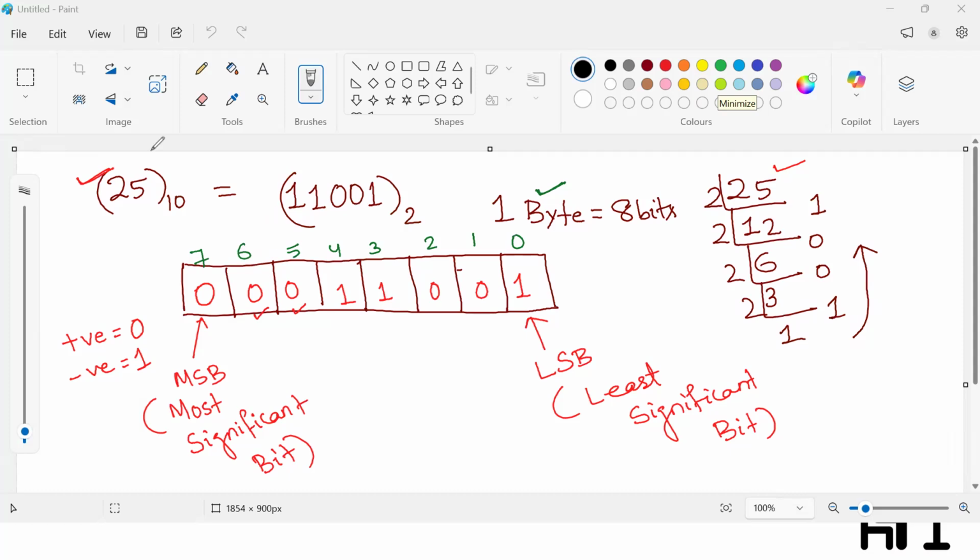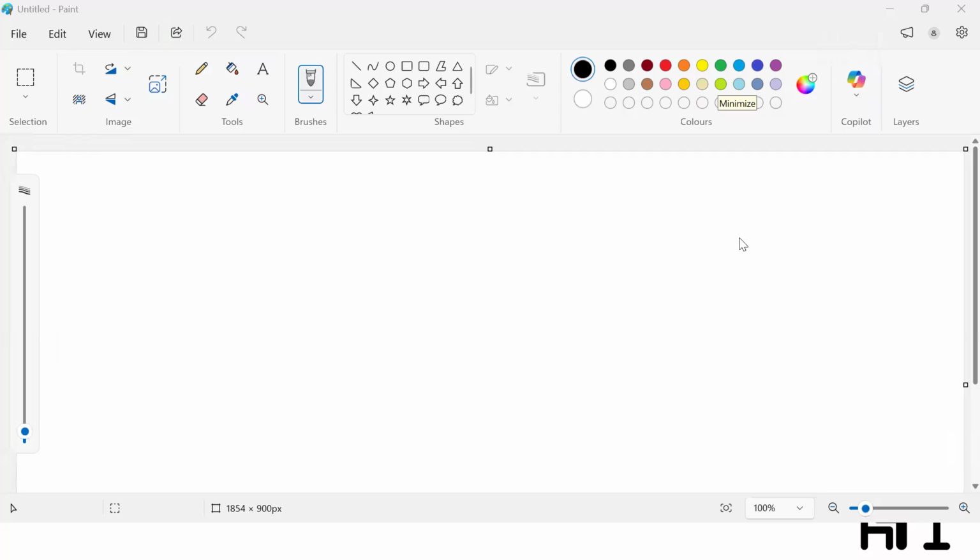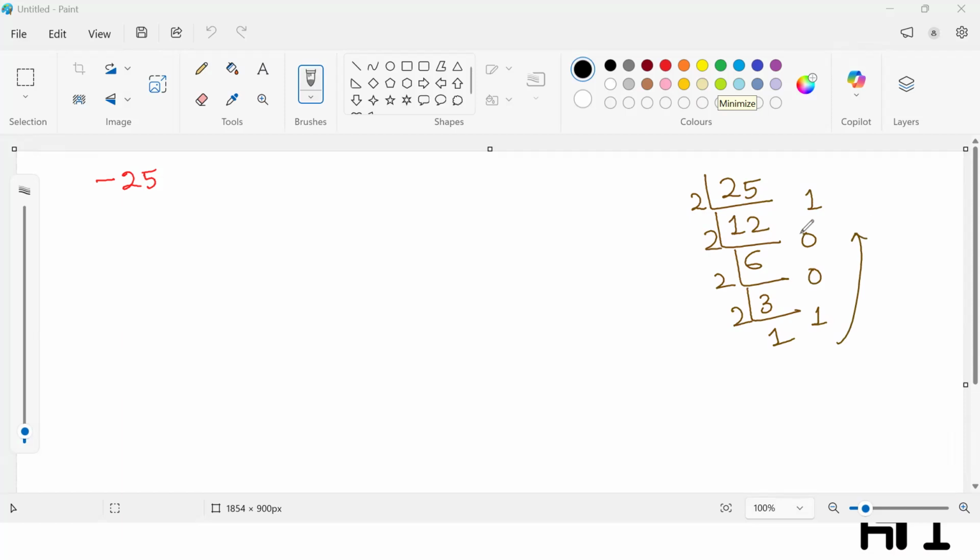Now we will go for the representation of negative numbers. Let us consider that we want to store the data minus 25. Now how will minus 25 be stored? There are many misconceptions. You convert 25 into binary like we have done in the previous example. So this will be 12, remainder 1, then 6, remainder 0, then 3, remainder 0, then 1 and 1. So you are writing 1, 1, 0, 0, 1 with base 2.